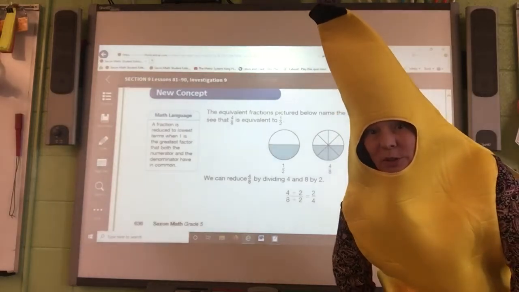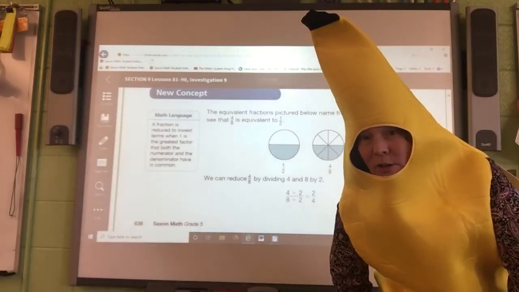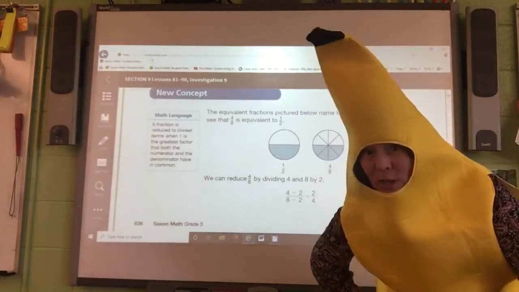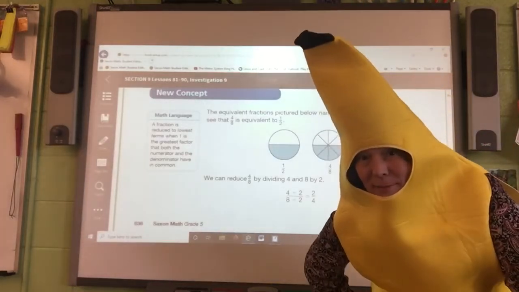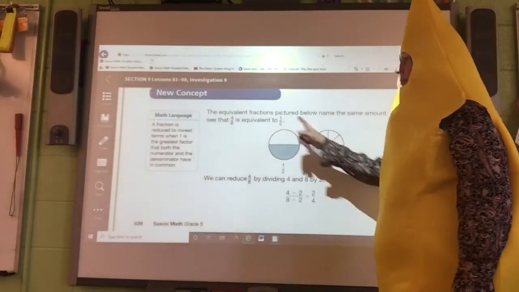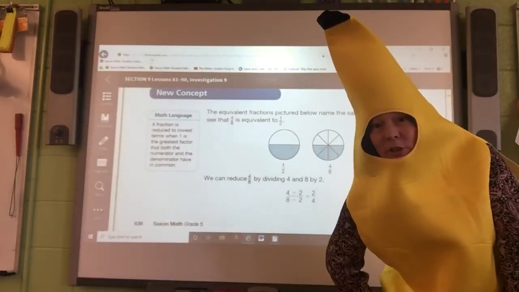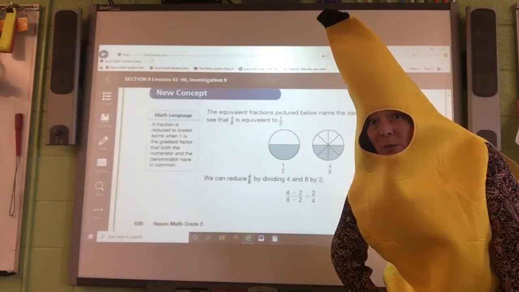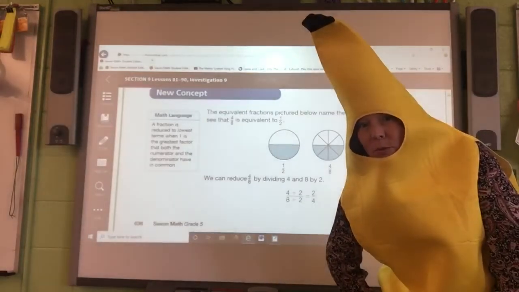Today we are doing Reducing Fractions Part 2. So, here we go. Let's have a good time. All right. We have already learned about this, so this is somewhat of a review.